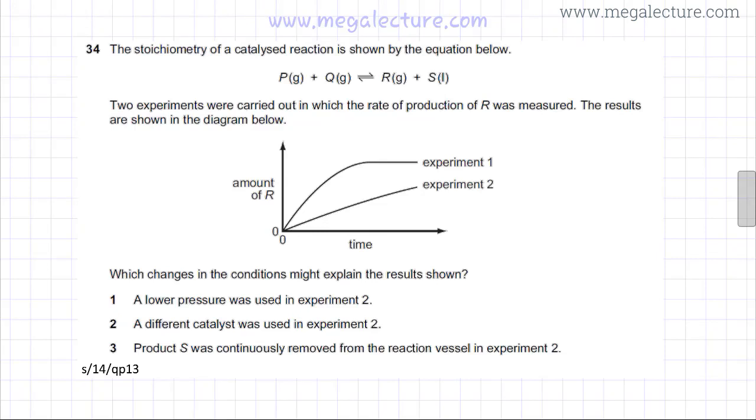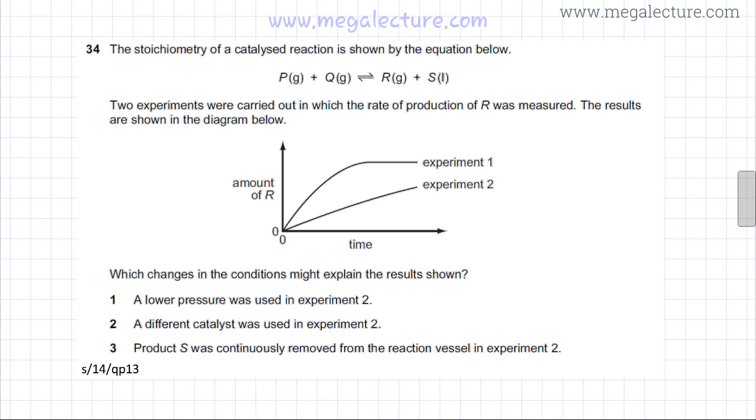The following question is taken from a past paper. The question states that the stoichiometry of a catalyzed reaction is shown by the equation below. There's a reaction where P, which is a gas, and Q, also a gas, are reacting to produce R, which is a gas, and S, which is in liquid state. It is a reversible reaction.